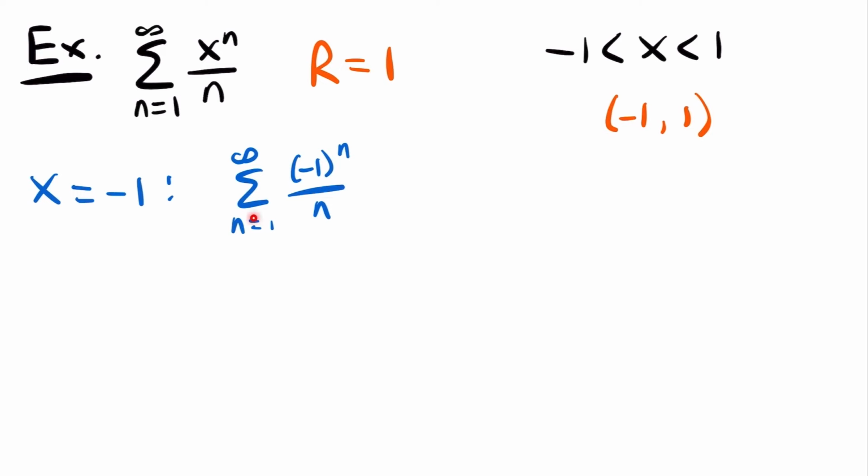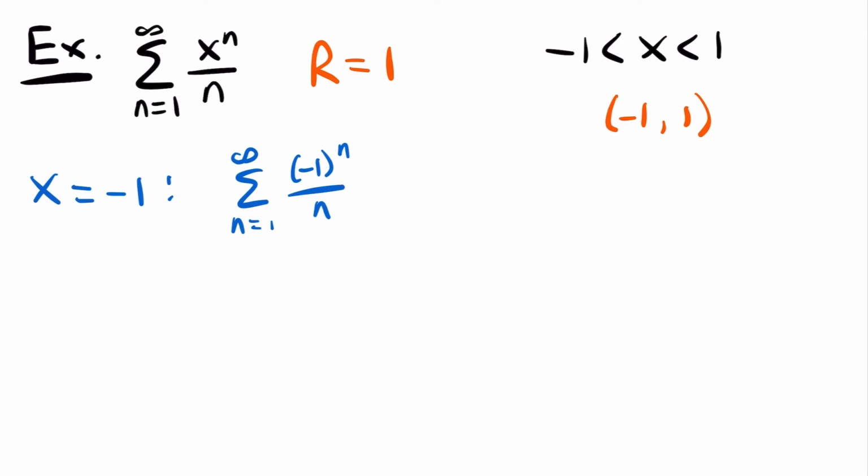If we find that this series is a divergent series, then we will keep that open bracket open. Negative 1 will not be included in the interval of convergence. But if this series does converge, then we will make that a closed bracket, because then negative 1 is included in the interval of convergence.